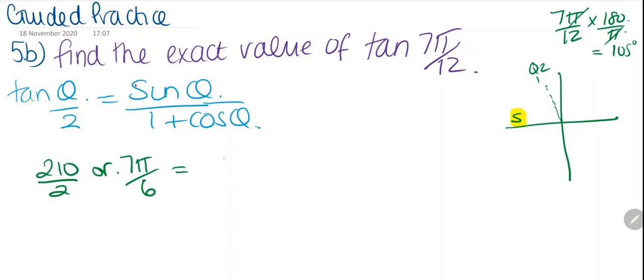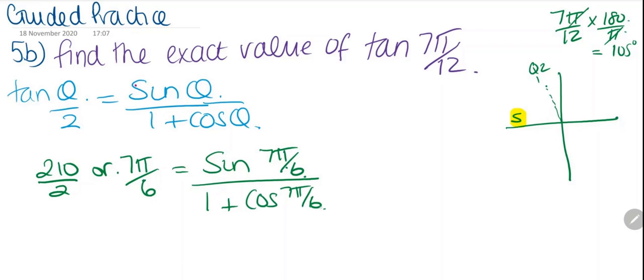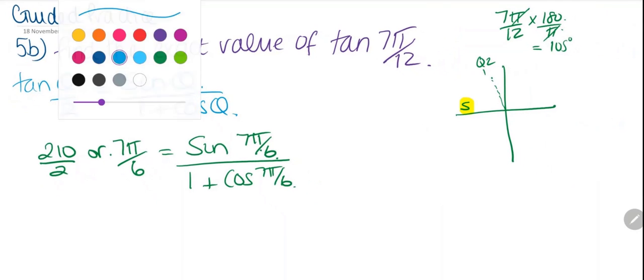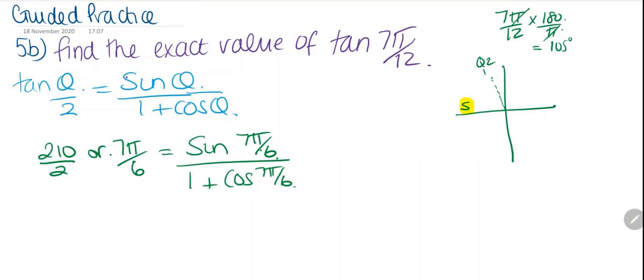And we need to write this into our formula. So we have sine of theta, so let's change that to 7 pi over 6, and then 1 plus cosine of 7 pi over 6. So now we're going to look at the unit circle and see where our values are. So sine of 7 pi over 6 is going to be minus a half. And we have 1 plus, now cosine 7 pi over 6 is minus root 3 over 2.